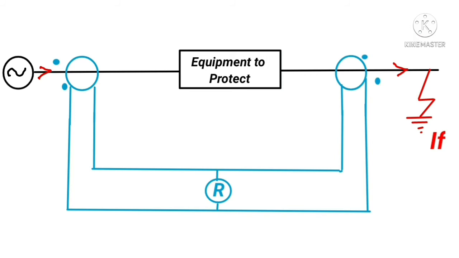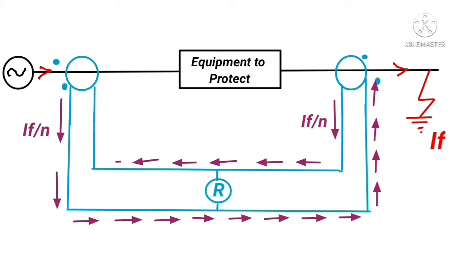In this scenario, we can see that the same primary current will flow through both CTs, so both secondary currents should be equal. The secondary current for the source side CT is IF by N. Similarly, for the load side CT it is the same IF divided by N because both primary currents are the same. Again, there will be no tendency for current to flow through the relay. There will be no spill current. So our differential protection scheme is working perfectly for internal and external faults.